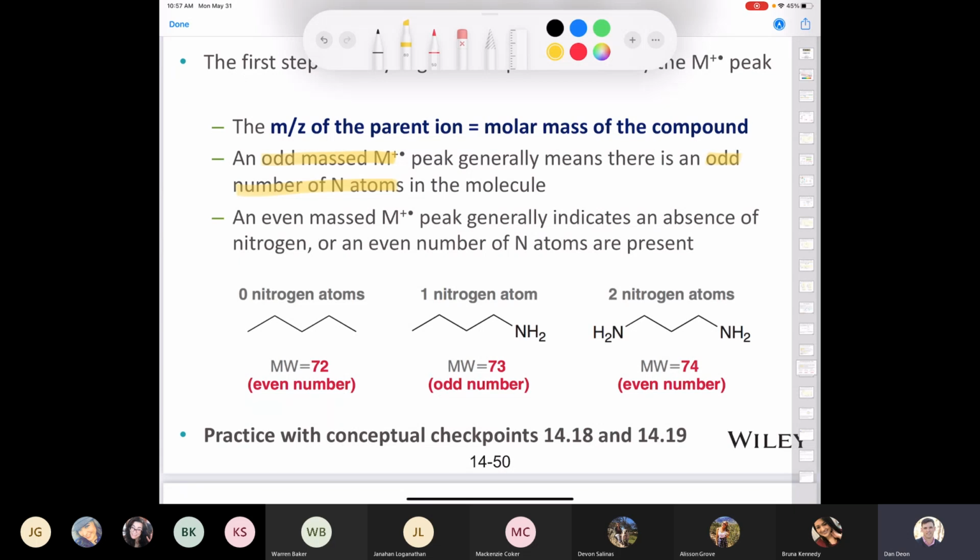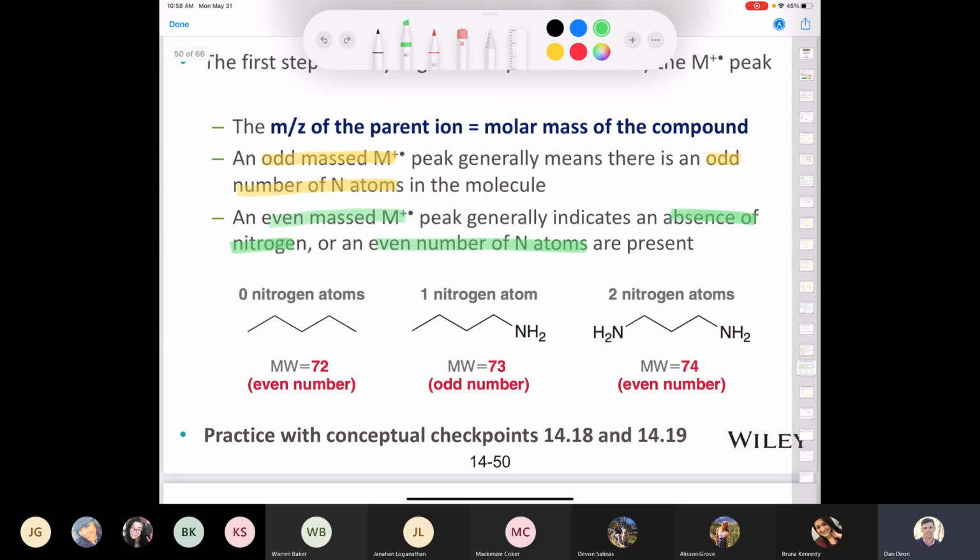An even mass, well, what does an even mass mean then? An even mass can mean a couple of things. It means that either you've got no nitrogen, or you've got an even number of nitrogens in the molecule. If we go back to our pentane, I showed you how to calculate the molar mass of that. It was 72. What does 72 tell us? It told us that there's either no nitrogens in that molecule or an even number of them. Well, we know that there's none.